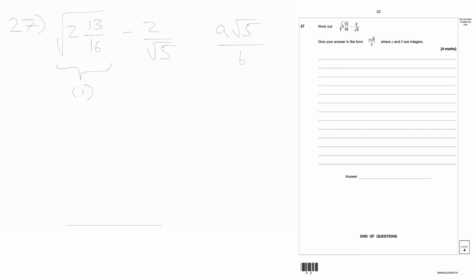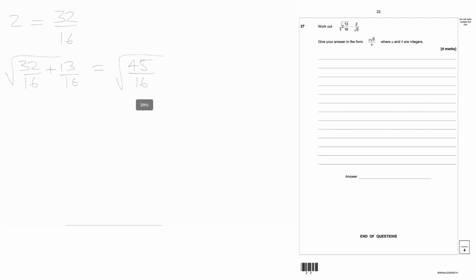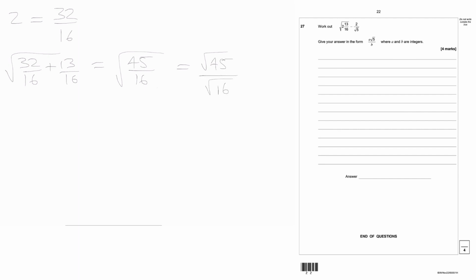So if we want to convert this to a proper fraction, then we need to make this 2 into a fraction, and we want it with the same denominator. So we want to write 2 as something over 16. Well, this is going to be 32 over 16. So now this part becomes the square root of 32 over 16 plus 13 over 16, and therefore this becomes 45 over 16. So we have the square root of 45 over 16, and using our knowledge of surds, this is the same as root 45 over root 16.